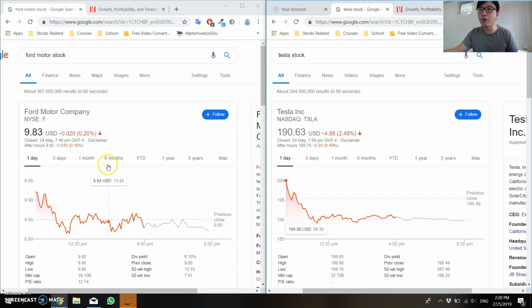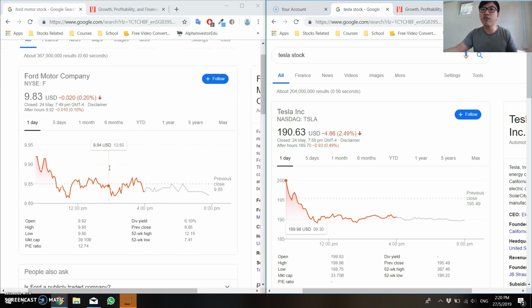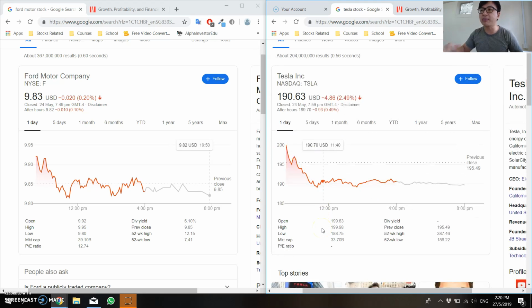When we scroll down here, we can see that Ford Motor, although it's trading at $9.83, has a market cap, meaning the whole overall company is worth $39 billion, as compared to Tesla, which is at like $190, but the whole overall market cap is just $33 billion. It is $6 billion smaller than Ford Motors. Now, there is no right or wrong on whether a company's share price is expensive or not, but I'm just saying that it can be manipulated by the number of shares floated in the market.